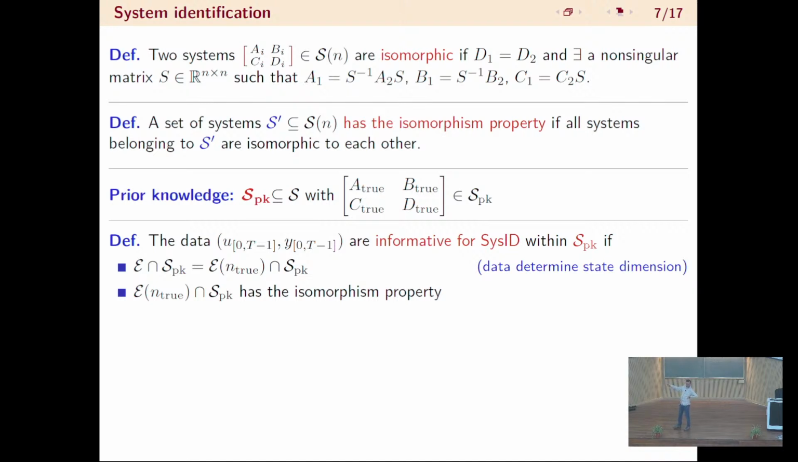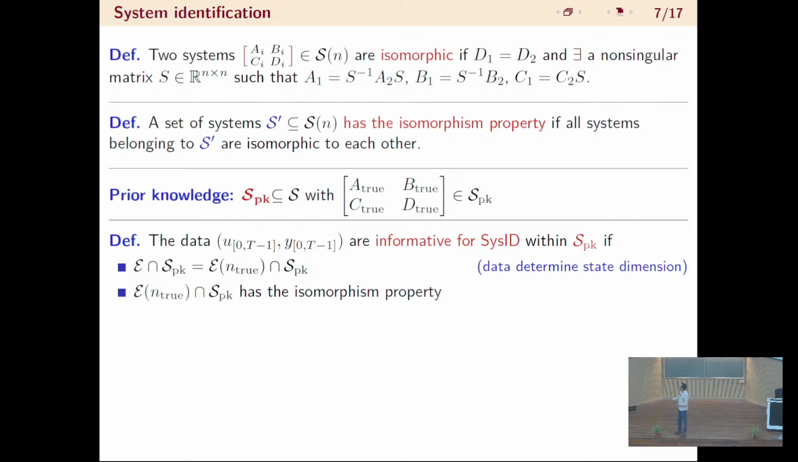Equality is possible only if all systems on the left have the same state space dimension and it is n true. So basically the first condition says that the data determine the state space dimension. And indeed, if the data do not determine the state space dimension, if there are two explaining systems which have different state space dimensions, then I cannot identify the system because I cannot say which one is the true system.